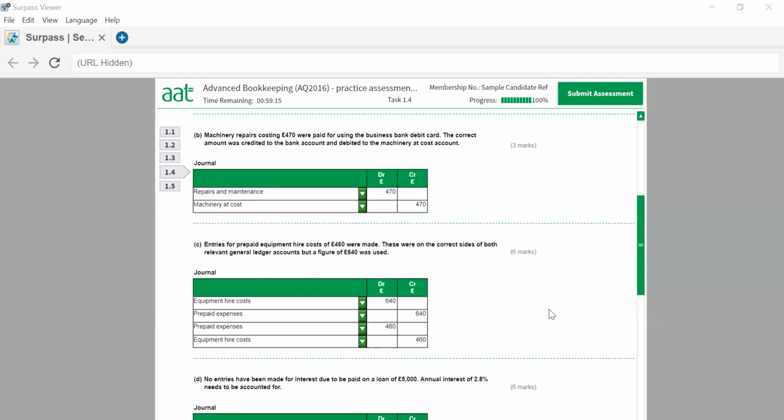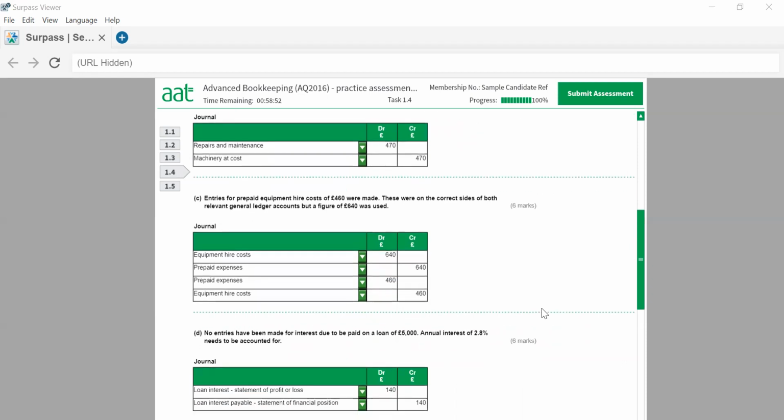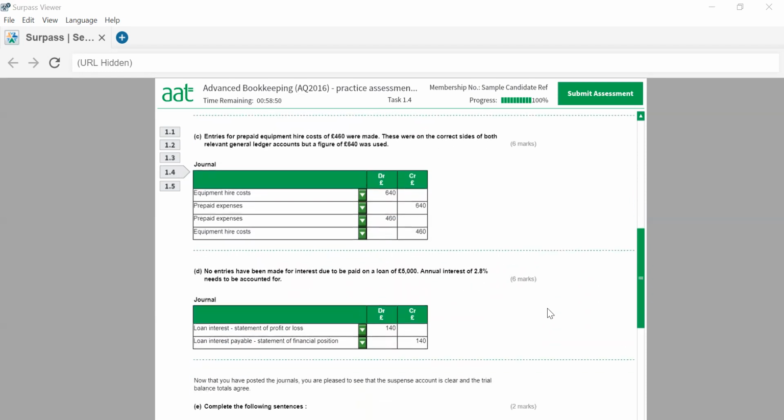So we're going to debit equipment at cost for 640. That's now closed. And we're going to credit the prepaid expenses for 640. That's also now closed. So therefore we can now put the correct entry in, which is debit prepaid expenses for 640, and then credit the equipment hire cost for 460. Okay, hopefully that's explained it a little bit better.